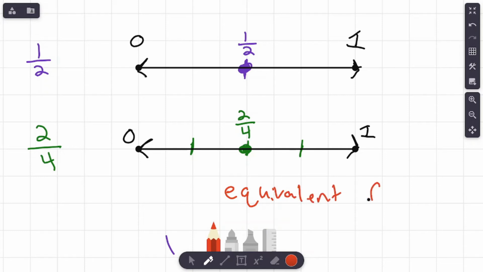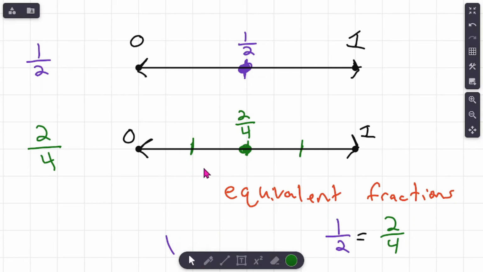Equivalent fractions. Meaning they are what? When we say the word equivalent, that means what? That means equal. That means that 1/2 is equal to what? To 2/4. Okay, we're showing you this on a number line. This number line shows us that they are equal, even though 2/4 is broken up into 4 equal sections. If you have the fraction 2/4, that is equal to 1/2.